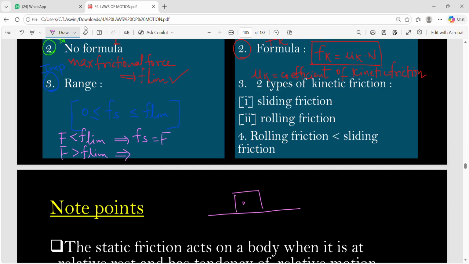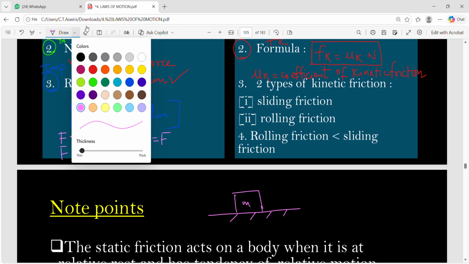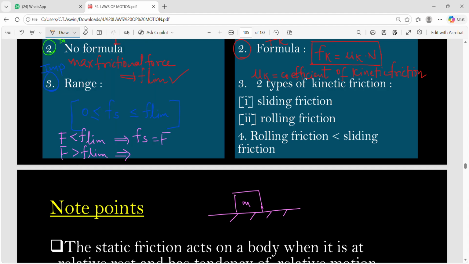There is a block of mass m kg. This is a rough surface. Just for the sake of understanding, this is the direction of applied force. Opposite will be the direction of friction. Now I am just taking F limiting as maybe 20 newtons. So what is this F limiting? This rough surface, the maximum friction it can apply is F limiting. So maximum it can oppose up to 20 newtons.